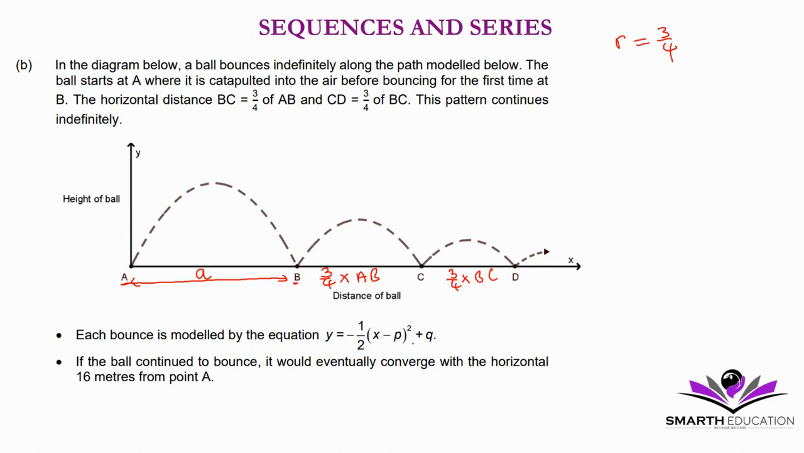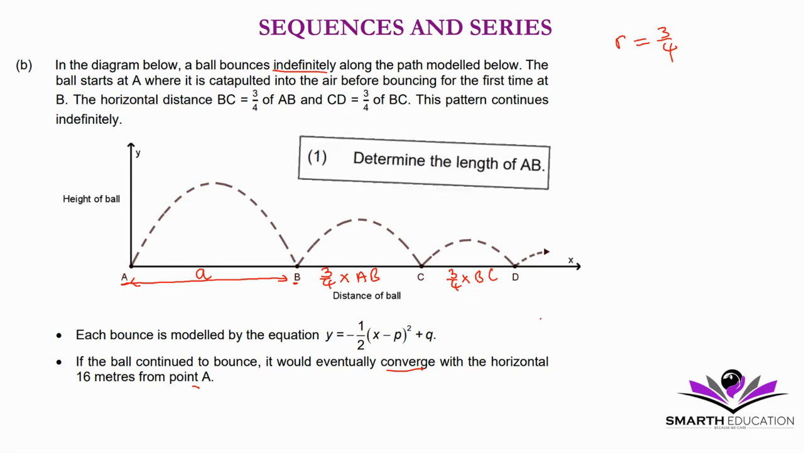minus p) squared plus q. If the ball continues to bounce, it will eventually converge with the horizontal 16 meters from point A. Converging with the horizontal 16 meters from point A means that if we add these distances when the ball bounces indefinitely, we'll get 16. So 16 is the sum to infinity.